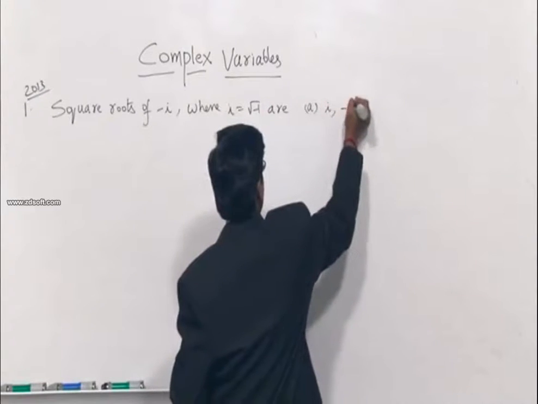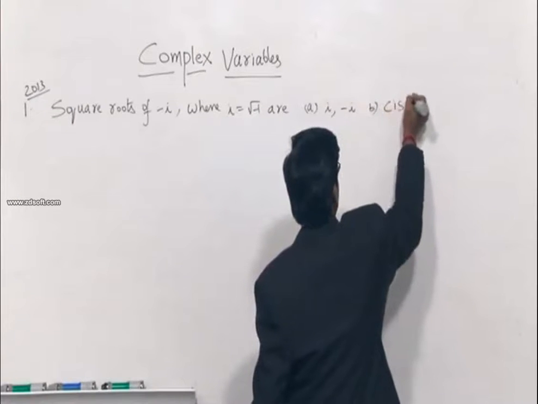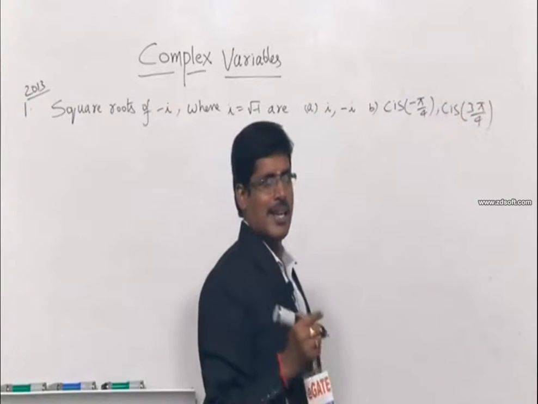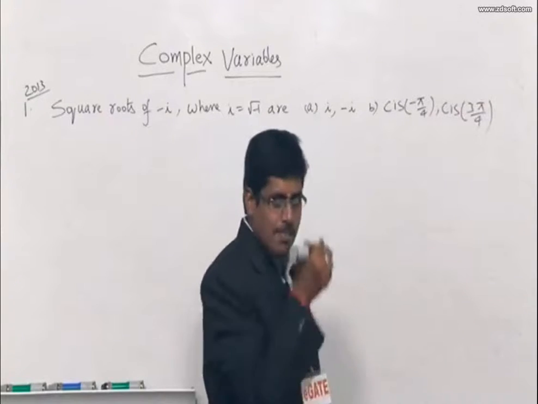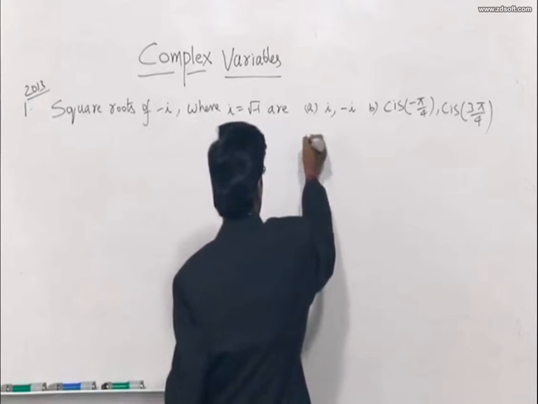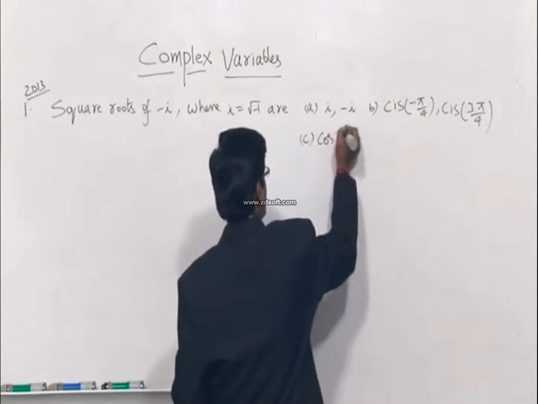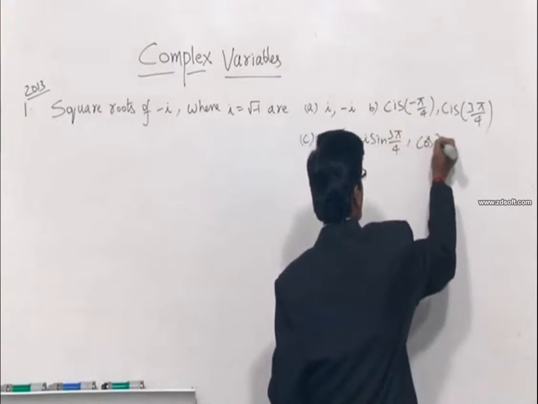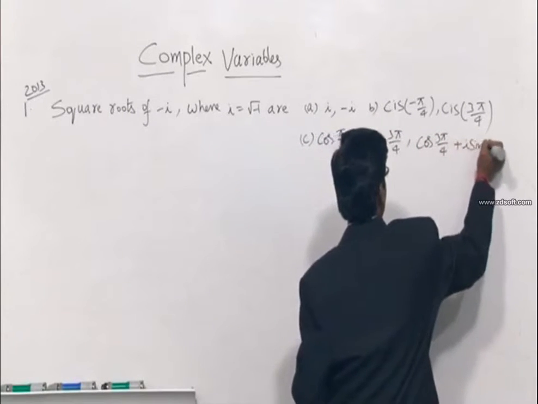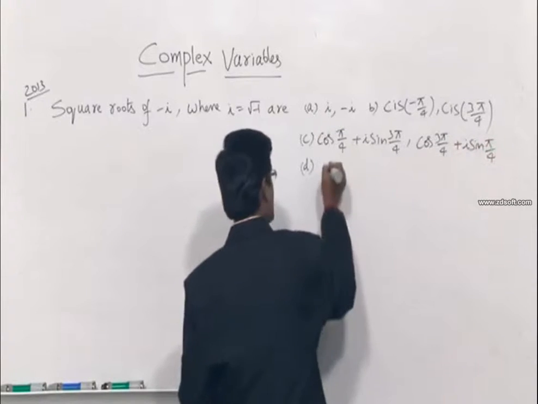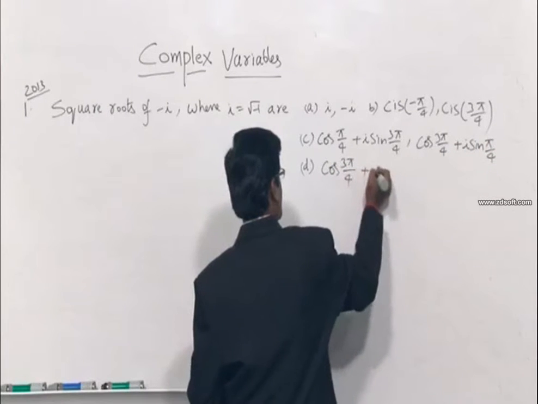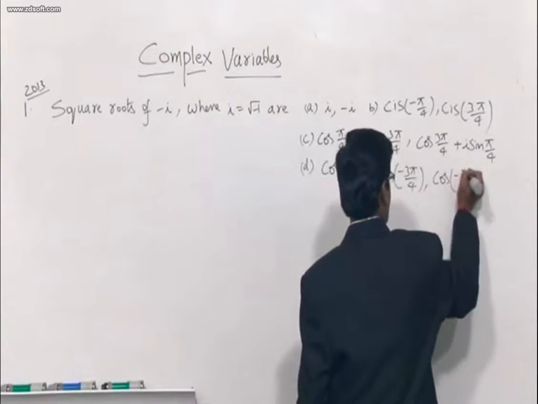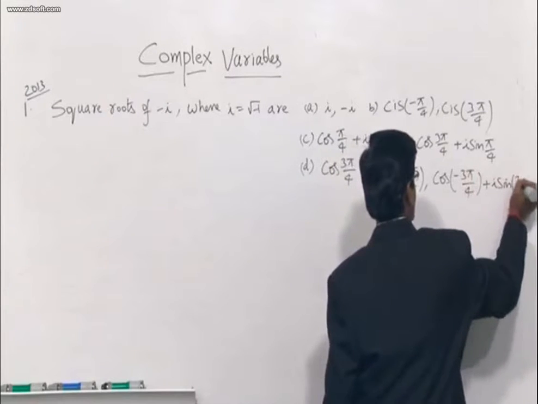Option A, i comma minus i. Option B, cis minus pi by 4, comma cis 3 pi by 4. Here cis stands for: first letter C for cos, second letter i for imaginary, third letter s for sin. Cos plus i sin is simply written as cis. Option C, cos pi by 4 plus i sin 3 pi by 4, comma cos 3 pi by 4 plus i sin pi by 4. Option D, cos 3 pi by 4 plus i sin minus 3 pi by 4, comma cos minus 3 pi by 4 plus i sin 3 pi by 4.